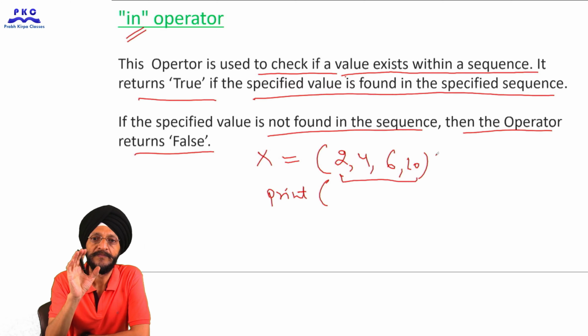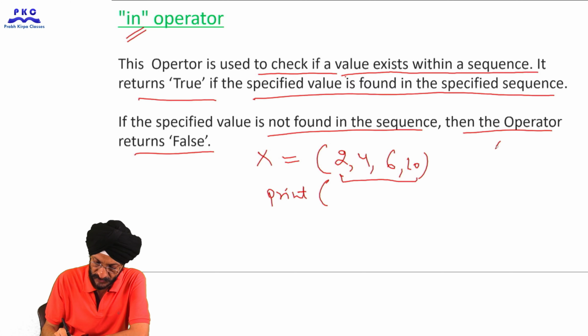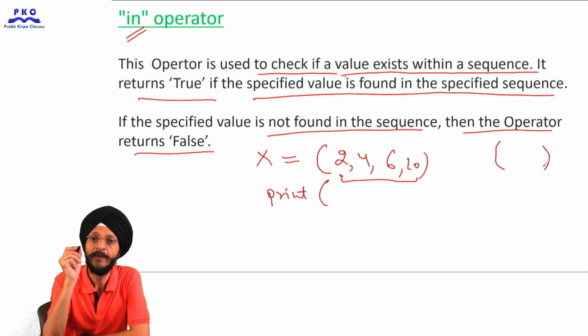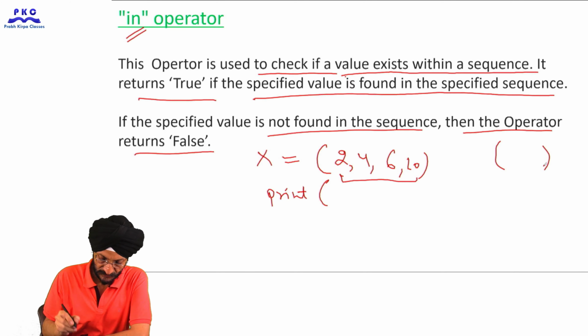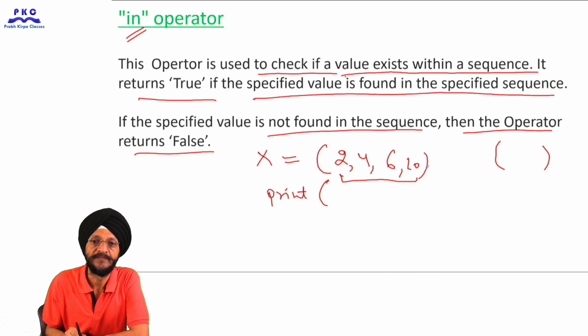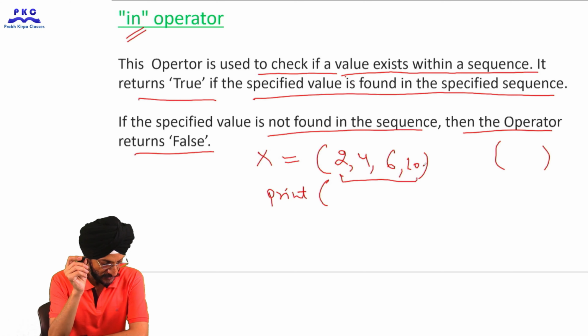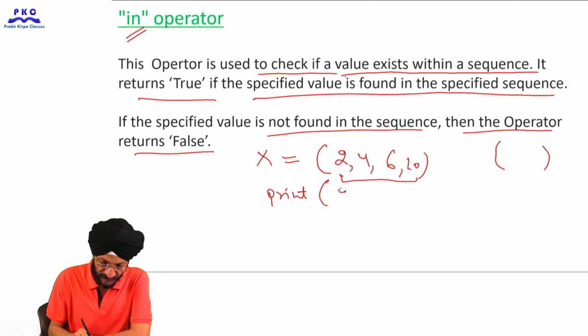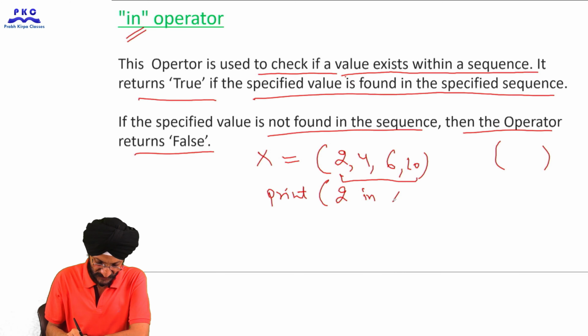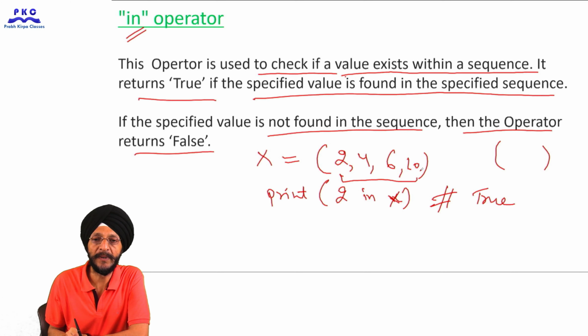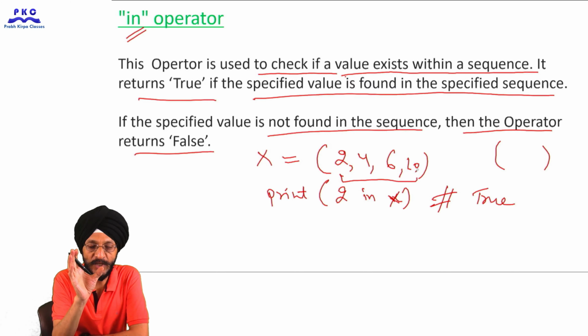It is a list because it is enclosed in square brackets. It is a tuple because it is enclosed in parentheses. These are ordered elements. Now we will find whether 2 is present in x. So what will be the output? The output will be true because 2 is present in this tuple or in this sequence.